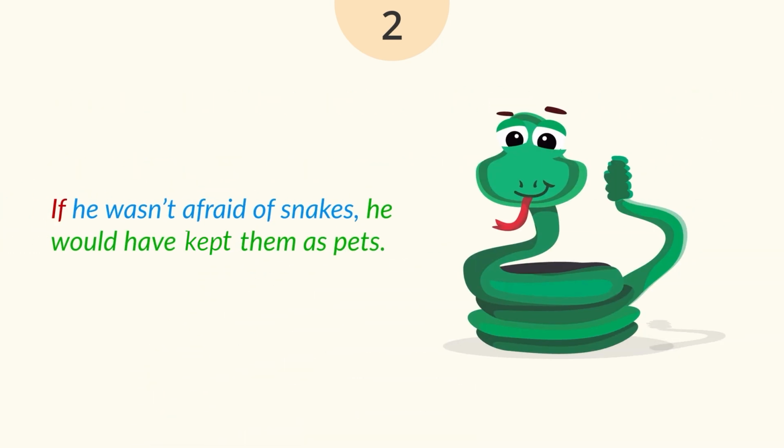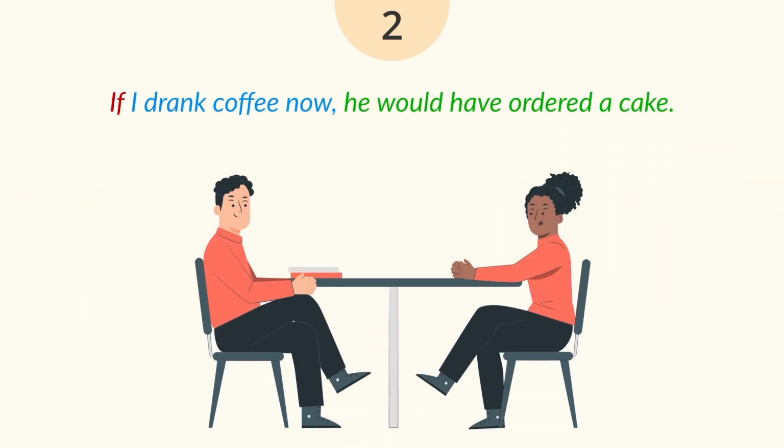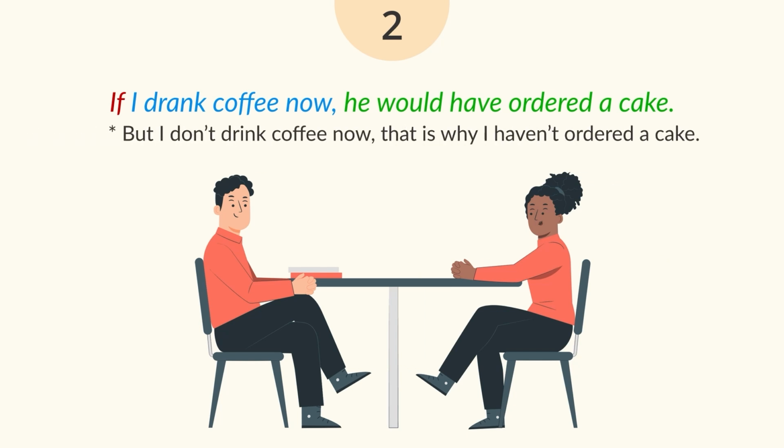More examples. If he wasn't afraid of snakes, he would have kept them as pets. This means that he is afraid of snakes, and because of this present condition, he has never kept a snake as a pet. If I drank coffee now, he would have ordered a cake. But I don't drink coffee now. That is why I haven't ordered a cake.